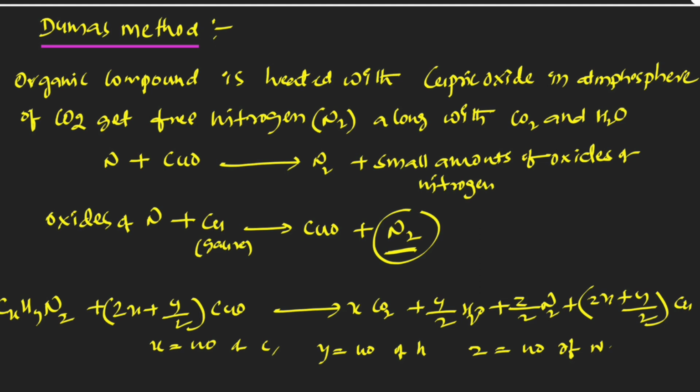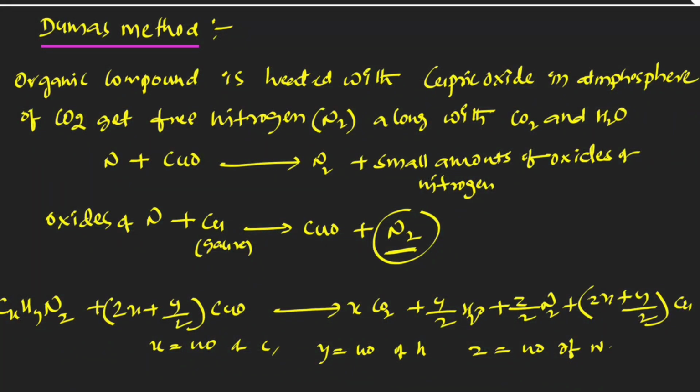During this process, nitrogen is collected over concentrated potassium hydroxide solution, which absorbs all gases except nitrogen. The N2 gas formed is collected over concentrated potassium hydroxide solution. Then the volume of nitrogen collected is measured, and we calculate the percentage of nitrogen.